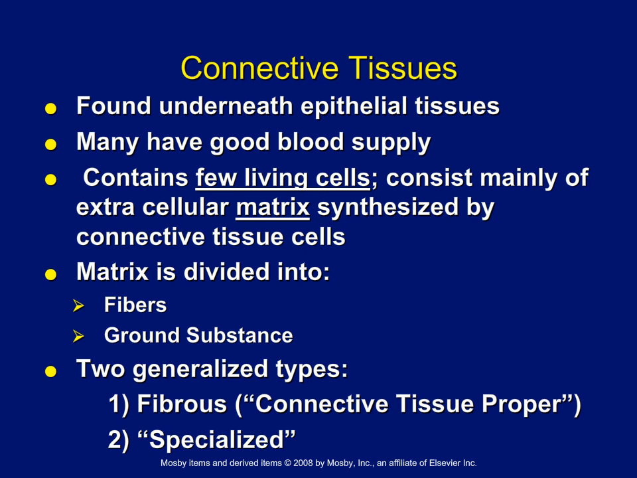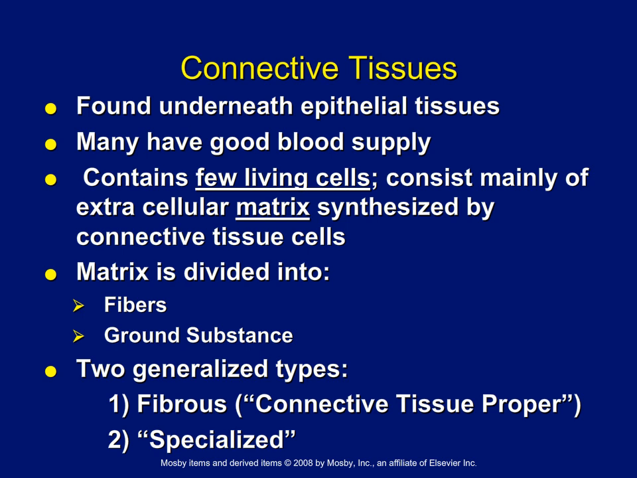Okay, our next group of tissues are the connective tissues. Now, connective tissues, I should point out, are never going to be found on a body surface. They're always going to be found buried underneath an epithelial tissue. Now, unlike epithelium, some types of connective tissues, in fact, do have a good blood supply. For example, bone is a connective tissue, very good blood supply. On the other hand, other types of connective tissue, like cartilage or like tendons and ligaments, don't have a good blood supply. And so if they don't have a good blood supply, they tend to heal very, very slowly.